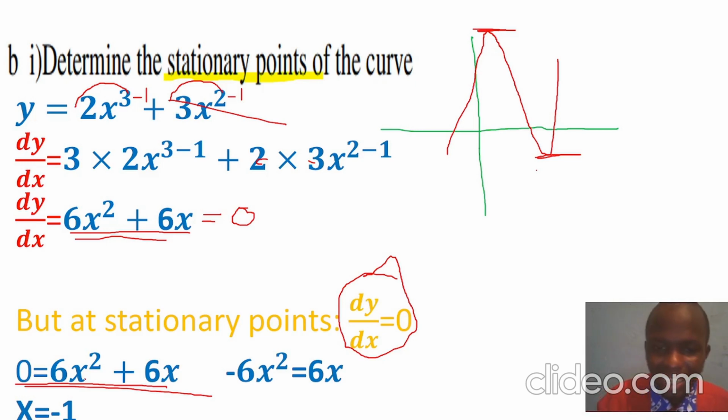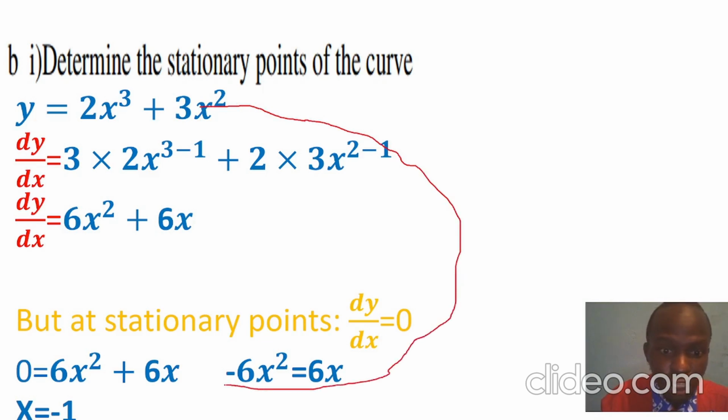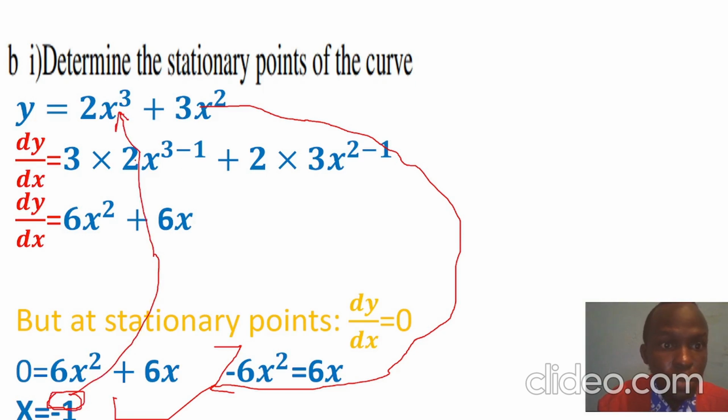So the x is -1. What is next? Like I have said, we need to get a coordinate. What will help us get the coordinate is bringing back our original function. We have said that is the original function, and then after that, this -1 here, substitute it in the original function, substitute the value of x to get the y coordinate.